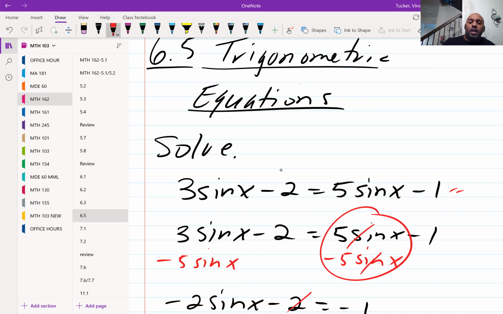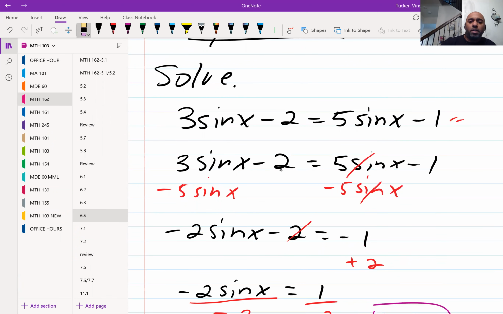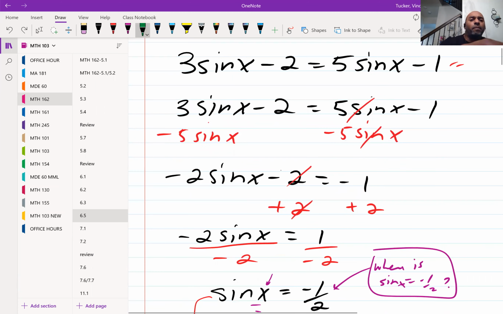So notice I subtract 5 sine x from both sides of the equation. And that gives me negative 2 sine x minus 2 equal to negative 1. Now I need to take the negative 2 to the other side. So I'm going to add 2 to both sides. And that will put me at negative 2 sine x equal to 1.